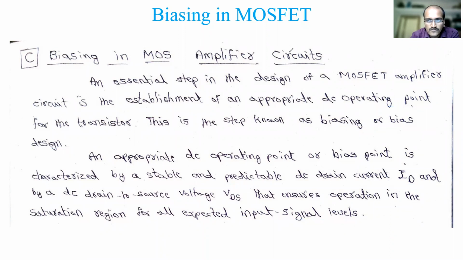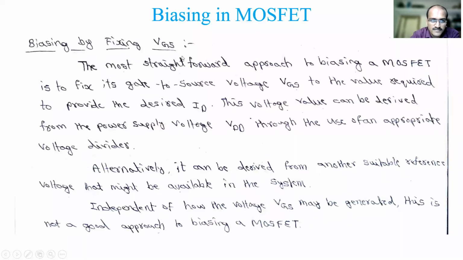Before we design good biasing schemes, we will see what schemes will not work. That is what we have discussed: biasing by fixing VGS. Last class also we discussed this when we apply a VDS. We try to fix the VGS. How much do we need to fix it? If we fix it at the wrong value, it will not be good.